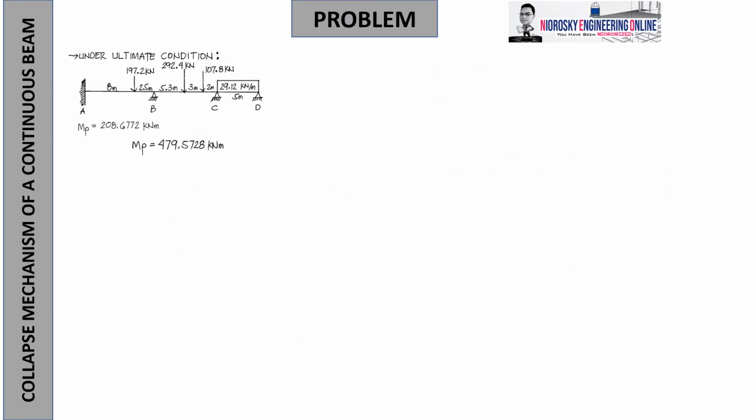Okay. So, if you can see on the left side of the screen, I placed it there so that we can recall our selections. For the selection, I mean, this MP again is best for AB, while the 479.5728 represents BC. But how about for CD?